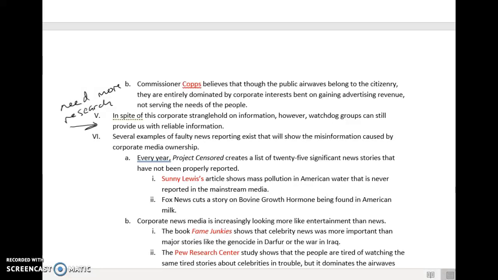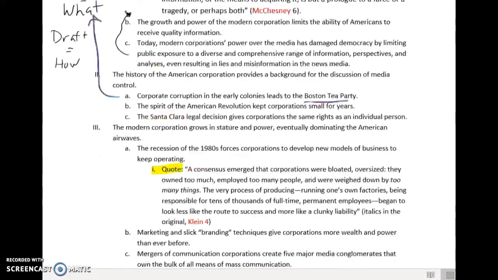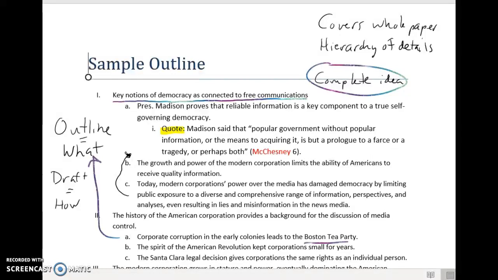What information do you have? Where does it go? What do you need to do next? And eventually, once you've put your whole outline together and put in all of your quotes, you're going to know how your paper is looking.